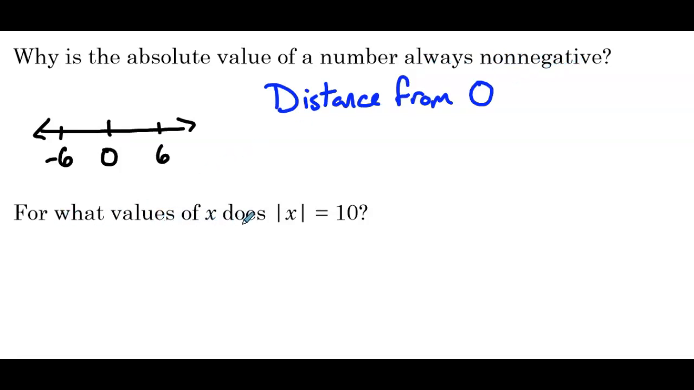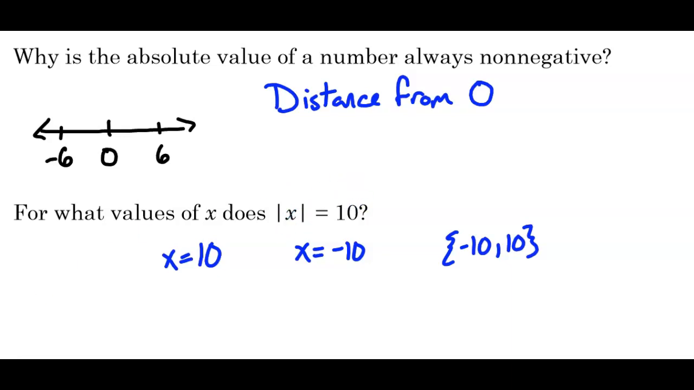So for what values of x does the absolute value of x equal 10? Well, if we think of this intuitively, if we input 10 in, absolute value of 10 is 10. So x could be 10. So that's in the positive direction. And think of a number line, if we go 10 in the negative direction, we'd get x equals negative 10. So our solution set would be negative 10 or positive 10. Both of these values, if we input them into the absolute value, we would result in 10.